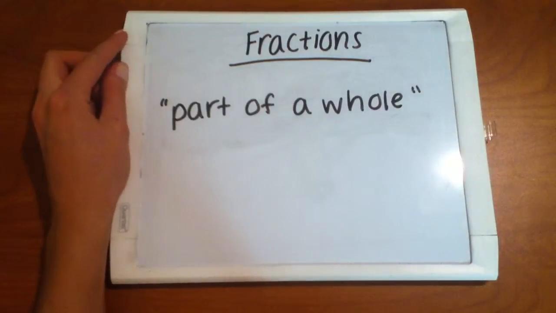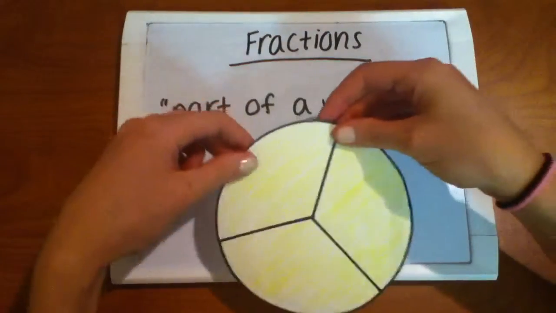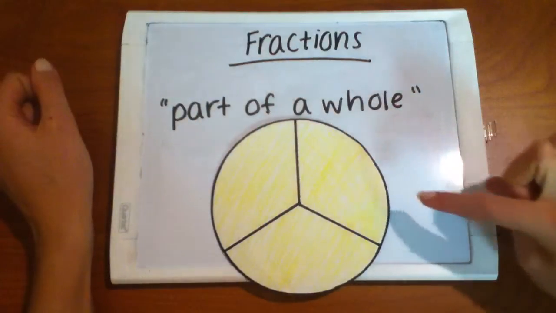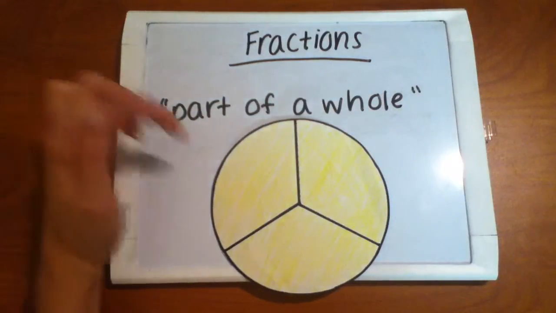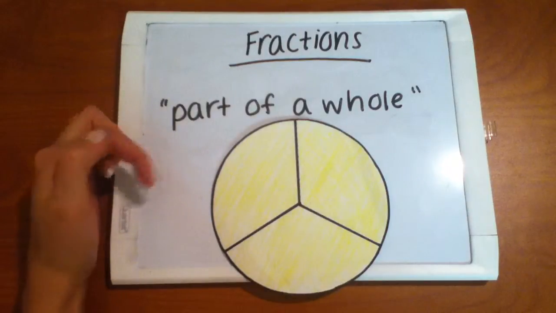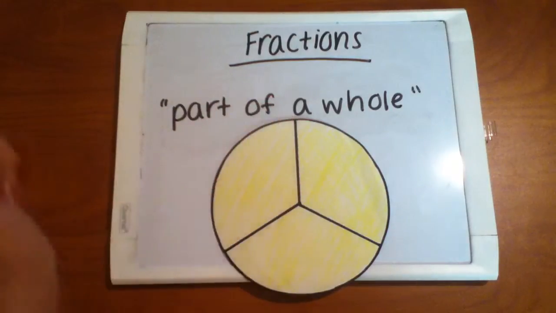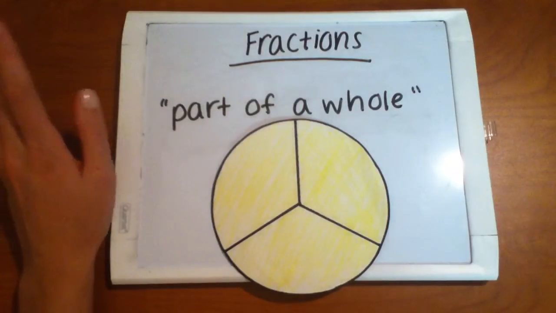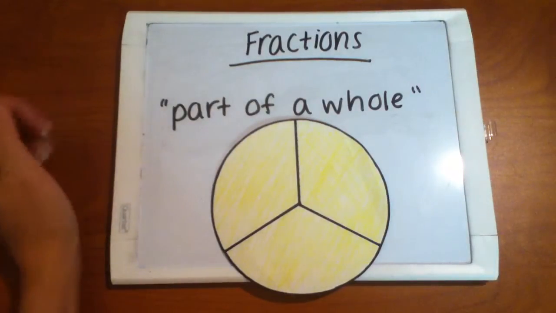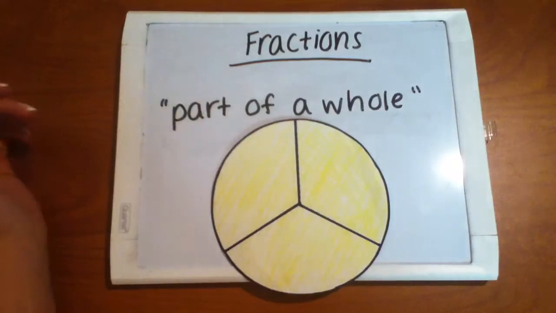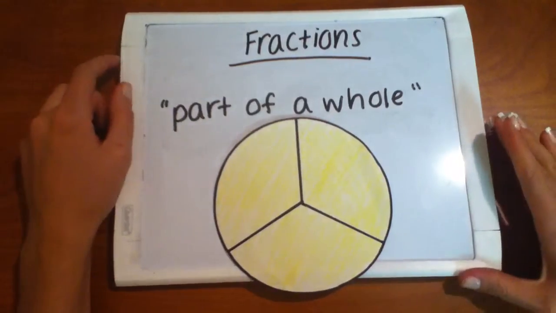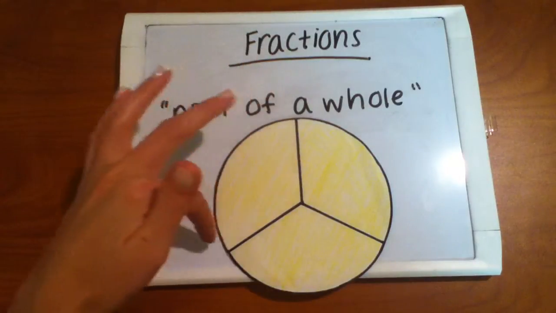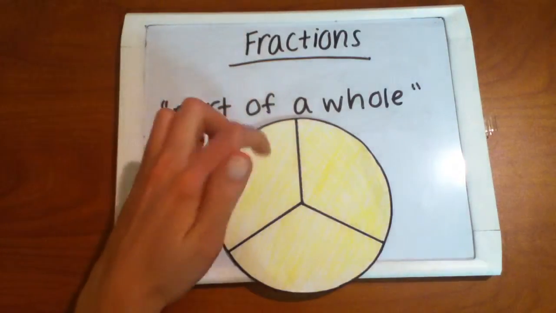So for example, I have a circle here. This entire circle is my whole. We have divided our whole into 3 equal parts. 1, 2, 3. And that's very essential when looking at fractions, that however many parts you divide it into, they must be equal parts. So this fraction is divided into thirds. If we looked at this first part right here, that is 1 out of 3 pieces.